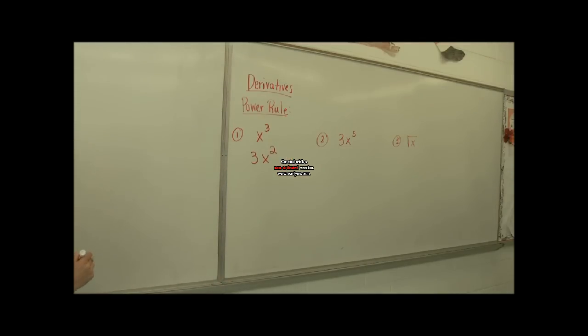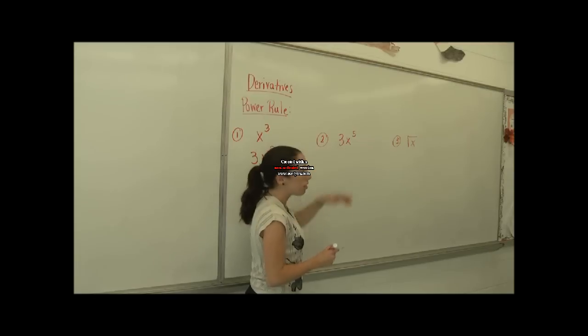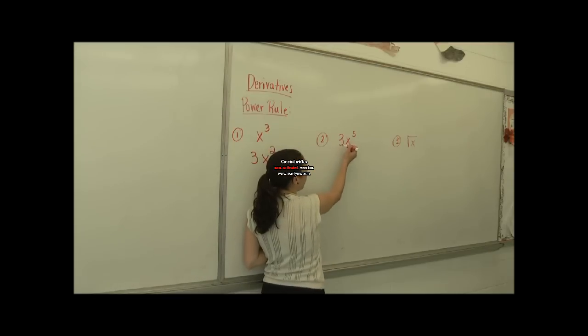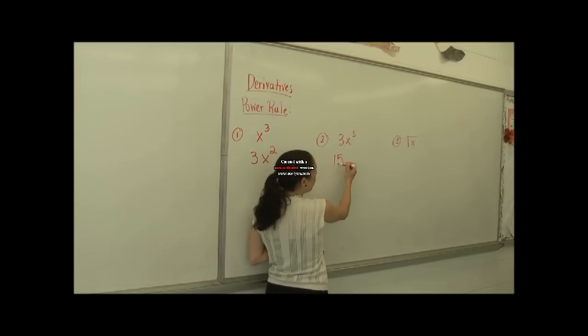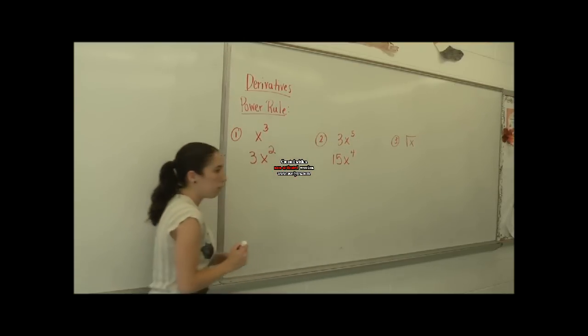That's the shortcut, okay? Going on to number two, if you have a constant in front, you do the same thing. You bring the power in front, multiply it with the constant already there, so you get 15, and you drop the power by 1 degree, so you get 15x to the fourth.